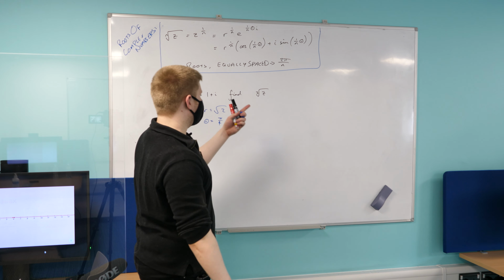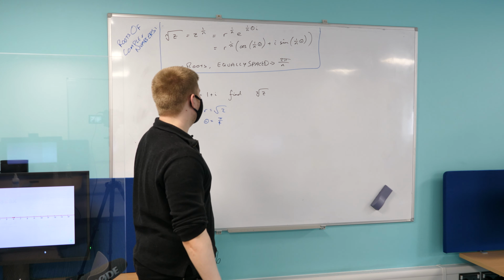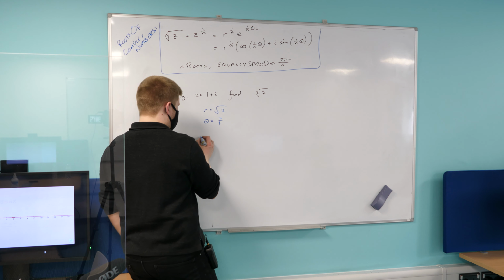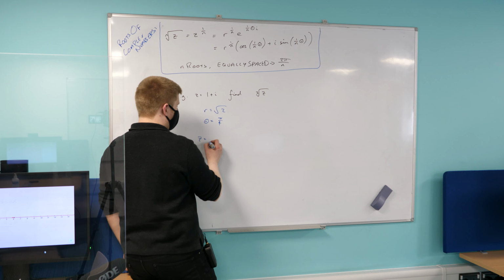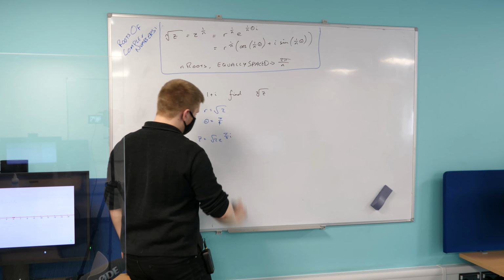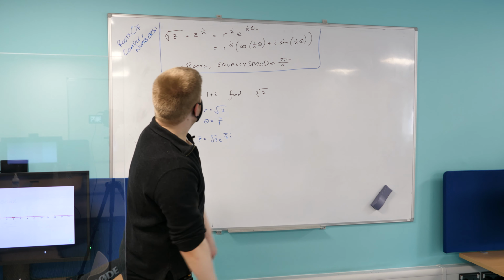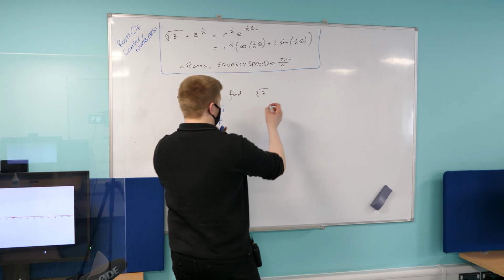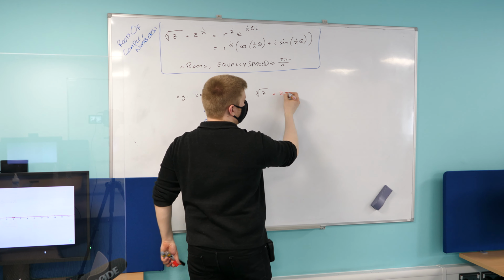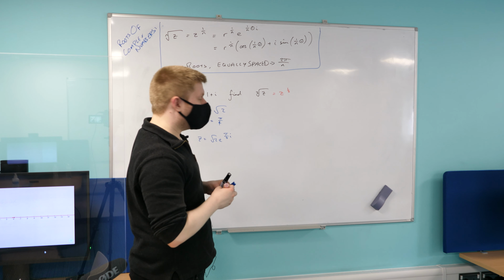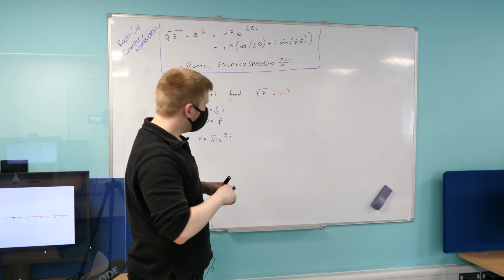Cool, so shall we work with Euler form, just because there's less writing to do? Okay, so z is equal to root 2 e to the pi by 4i. We want to take the cube root of z. If I wanted to turn that into a power, it would be to the power of a third. Cube root of z is z to the power of a third. Happy with that?